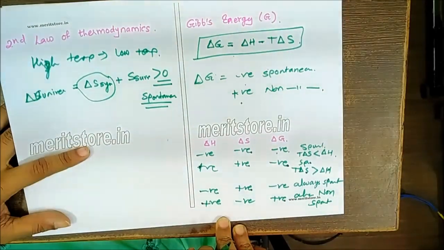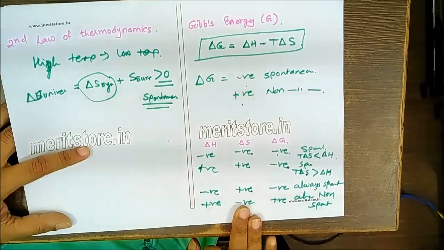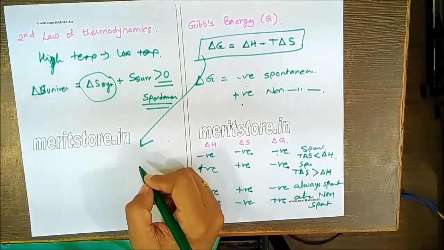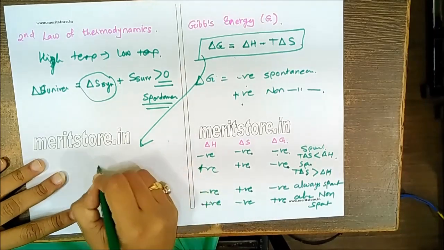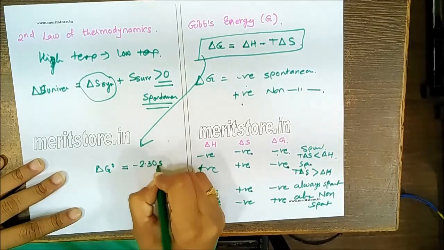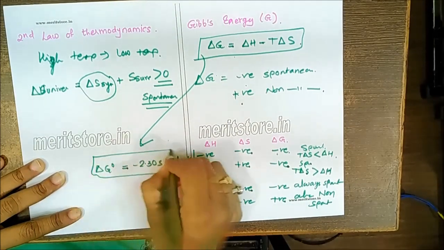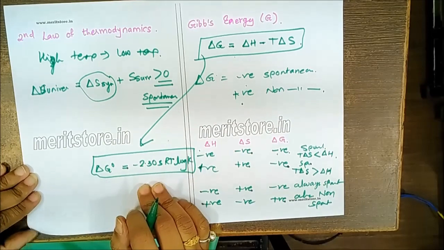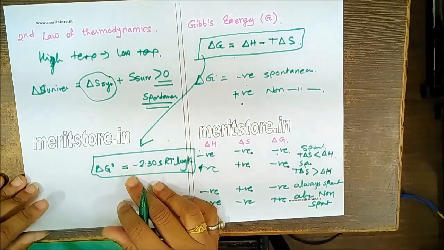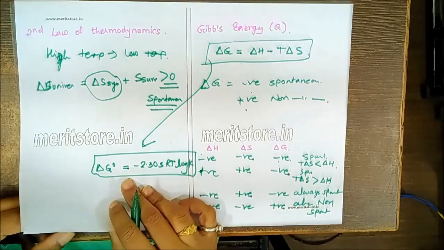So we have to remember how the spontaneity changes with respect to the Gibbs energy. Also, related to the Gibbs energy, how we can equate it with the equilibrium. Always remember, delta G0 is equal to minus 2.303 RT log K. So the equilibrium constant can be related to the delta G value using this equation. So you need this particular formula while solving the MCQs related to Gibbs energy.